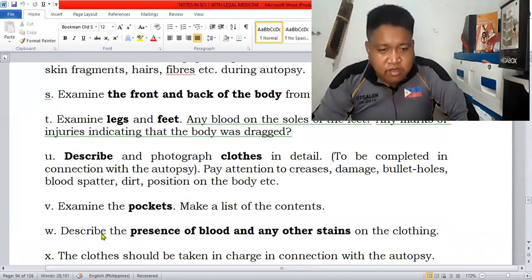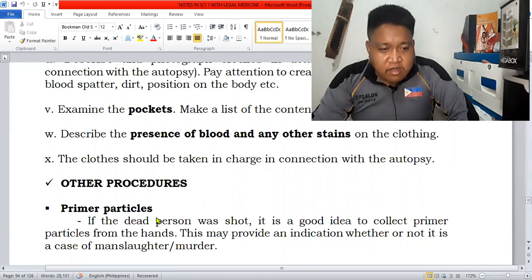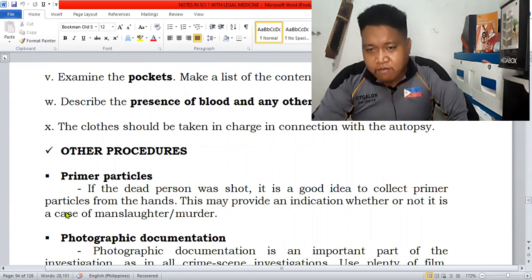Examine the package. Other procedures in suicide: primer particles. If the dead person was shot, it is a good idea to collect the primer particles from the hands. This may provide an indication whether or not it is a case of manslaughter or murder.